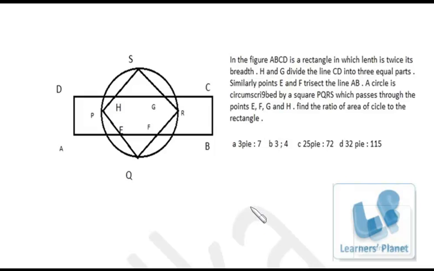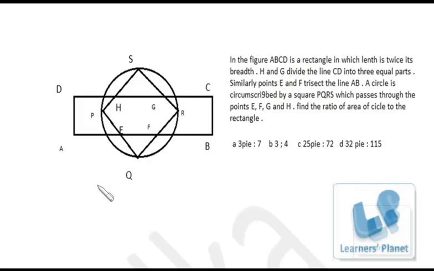Now here, friends, we have to find out the area of circle and area of rectangle. We have to find out the ratio. Now, when a circle circumscribes a square, then diagonal of the square, right? Whether we talk about SQ or PR, diagonal of the square is nothing but the diameter of the circle, right? So precisely we have to find out the diagonal of this square.